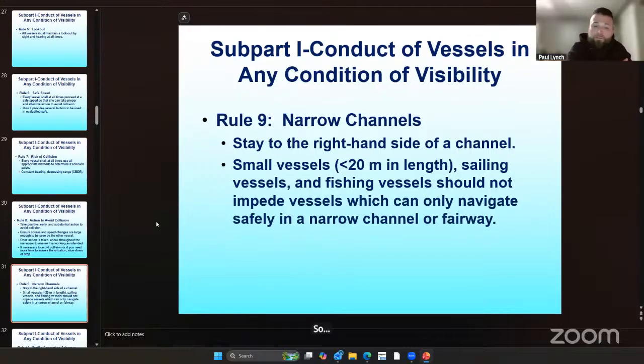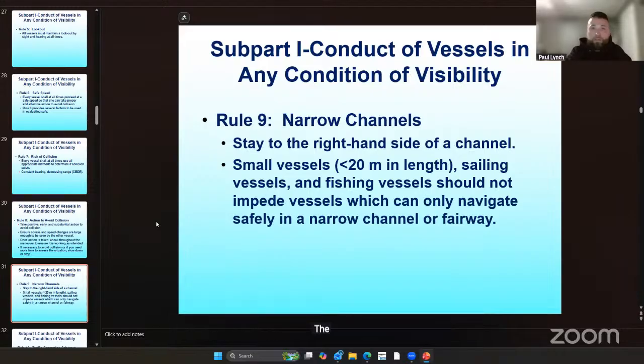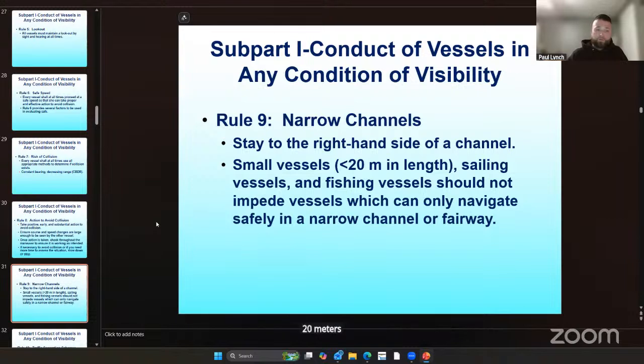Narrow channels. When you see the words narrow channels, you've got to step back for a minute and say, okay, narrow channels get treated specially in the rules of the road. It's like a sailing vessel that's propelled by machinery. Instead of being 20 meters or more in length, where the other vessels have to show their day shape or lights, a sailing vessel has to be 12 meters in length or greater to show that day shape. Now narrow channels get their own special set of rules.